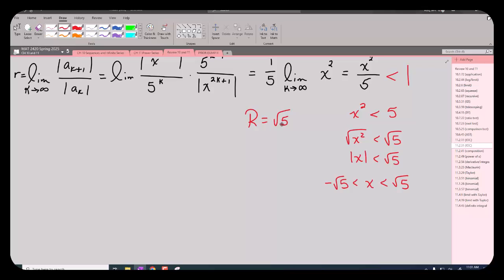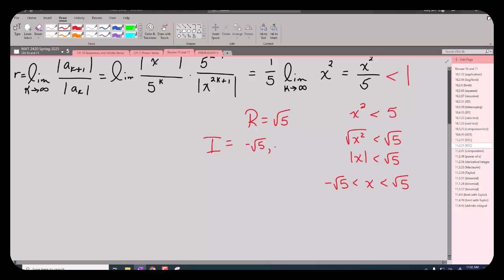Now we don't know about these endpoints. The IOC, we know that the left endpoint is negative root 5 and the right endpoint is root 5, but we don't know about these endpoints yet. We've got to test those. We know that we have convergence between those two endpoints, but we don't know about at the endpoints. So we've got to do a little bit of work. We're going to test x equals negative root 5, and x equals positive root 5 to figure out what's going on at the endpoints.